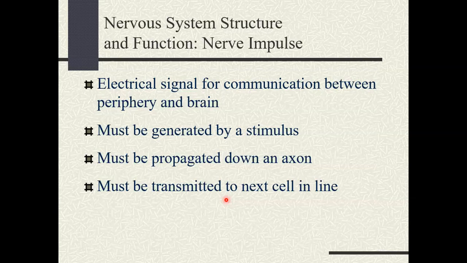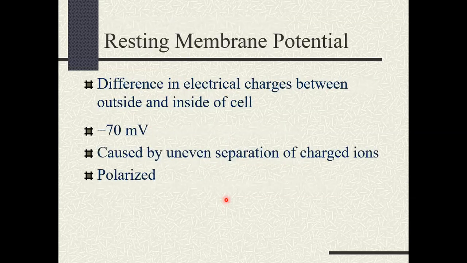So with our nervous system and our function, we're going to talk about a nerve impulse, which ultimately is just a signal of communication between the periphery and the brain. In order for a signal to be sent through the body, it must start with a stimulus. That stimulus is then propagated down that axon terminal. That way it can be transmitted to the next cell in line.